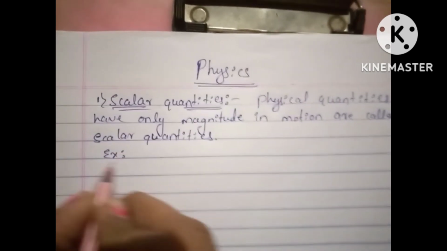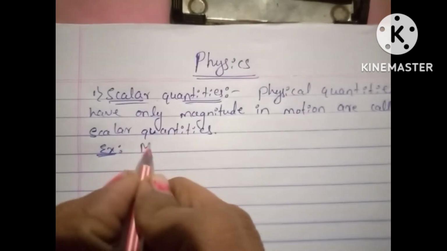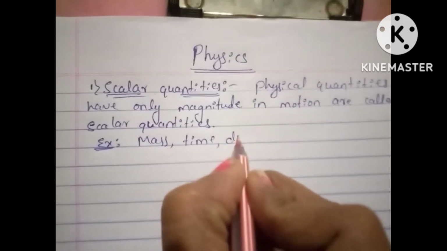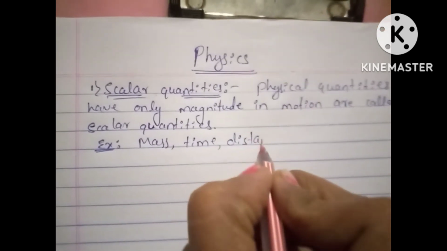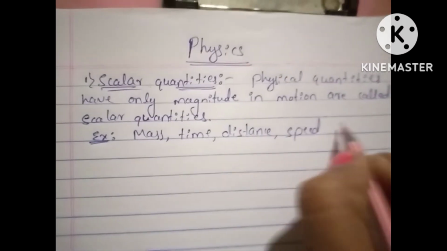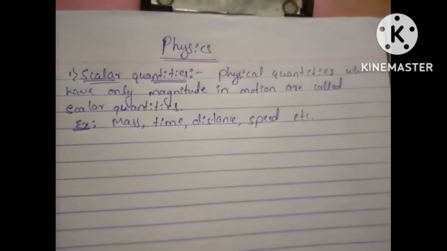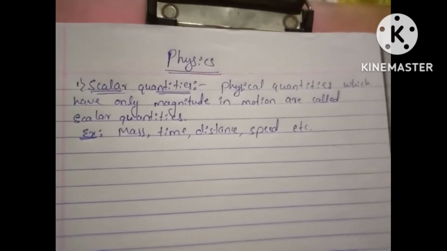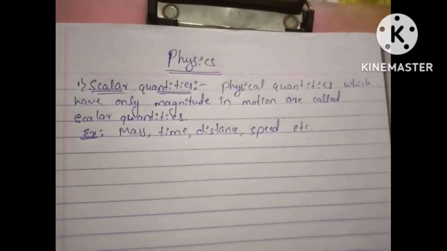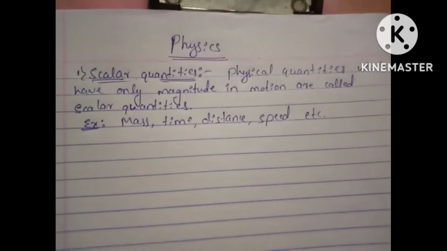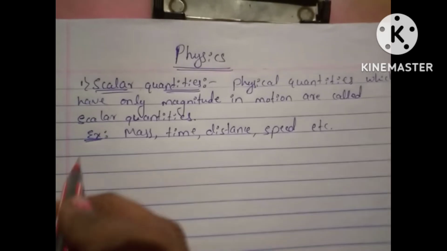Examples for scalar quantities are mass, time, distance, speed, and etc. Scalar quantities means the physical quantities which have only magnitude but not a direction. These quantities are called scalar quantities. The scalar quantities only have magnitude, not a direction.